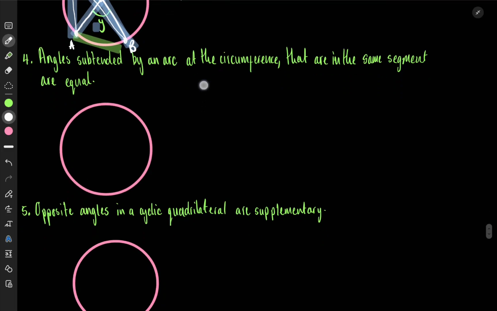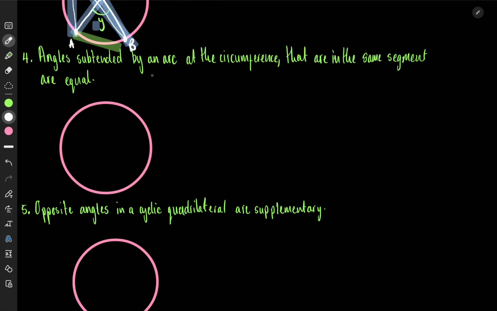Now, the next rule, number 4, says angles subtended by an arc at the circumference that are in the same segment are equal. Okay, so now we have an angle coming like this, going to the circumference, and another one at the circumference again, like that. Great. So we have this angle X, we have this angle Y, right? Now we have our arc. This is point A, this is point B. So we can say this is arc AB, the one in green.